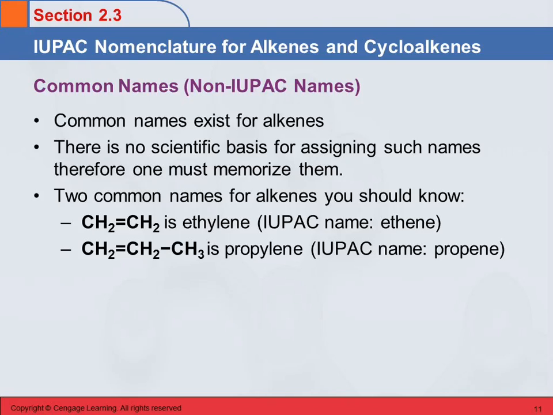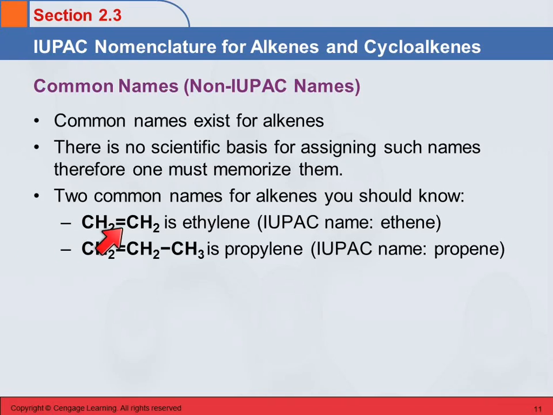So some of these compounds have common names that are actually used much more often than the IUPAC names. So we need to know how to do the IUPAC names, but there are a few of these that we also have to know the common name. The ones that show up in the slides are the ones you need to know. So there are two alkenes, the smallest ones here, that have common names.